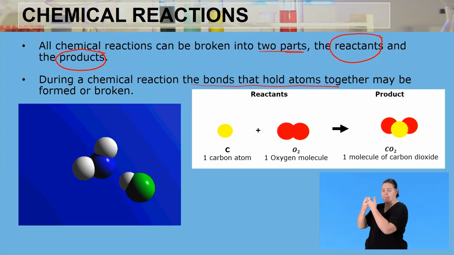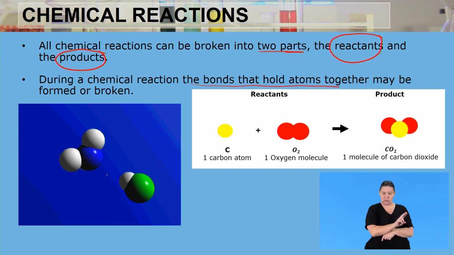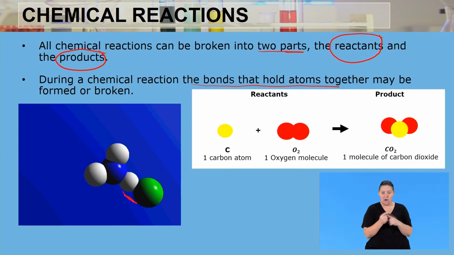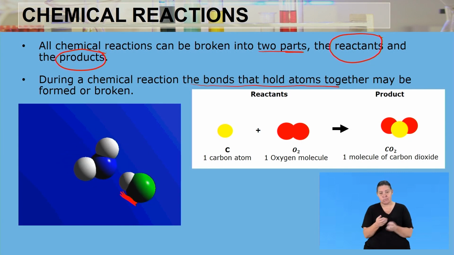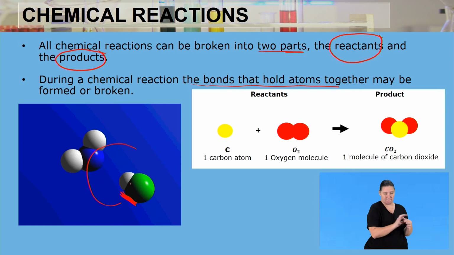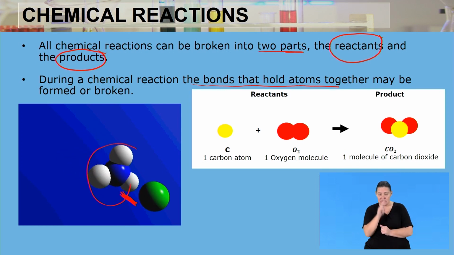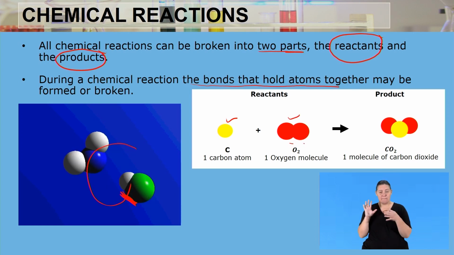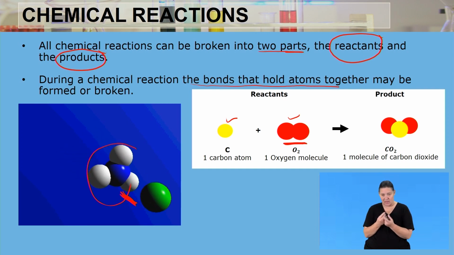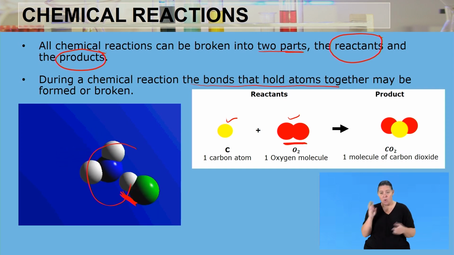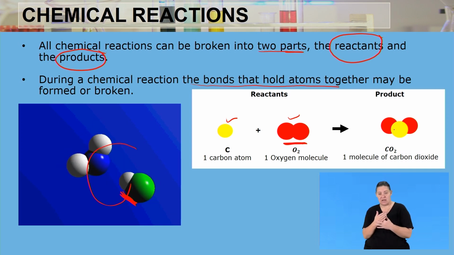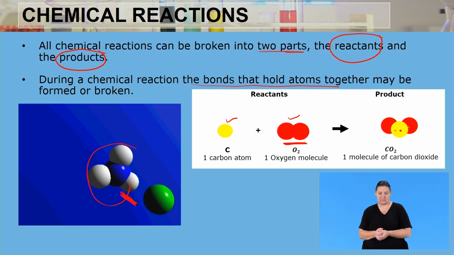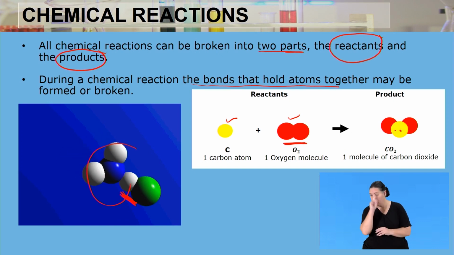As we can see in this picture, we have two reactants, and the bonds of the existing molecule are breaking and new bonds are forming. Here we have one atom of carbon and one oxygen molecule. The bond holding the two oxygen atoms together is going to break, and once that breaks, a new bond is going to form between the carbon and this oxygen, and also between the carbon and the other oxygen. What is important to remember is that for a chemical reaction to take place, the existing bonds need to be broken and new bonds must form.